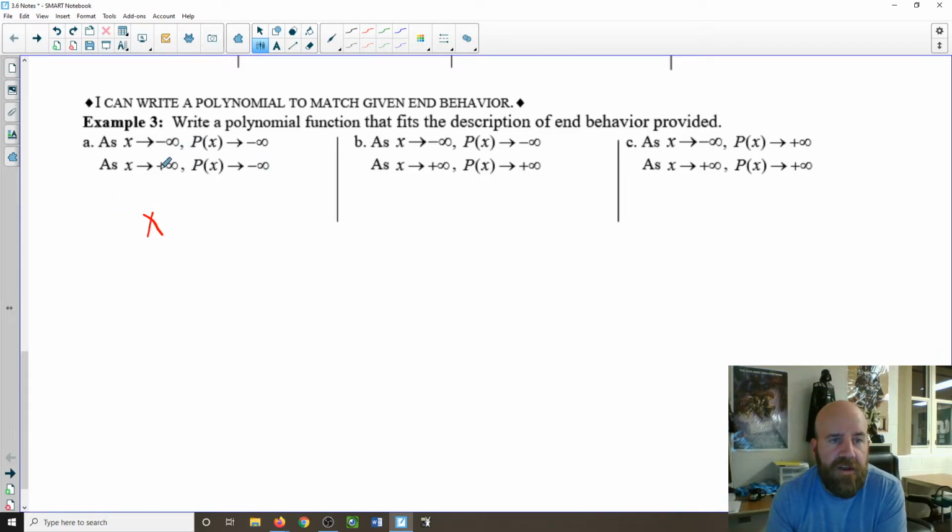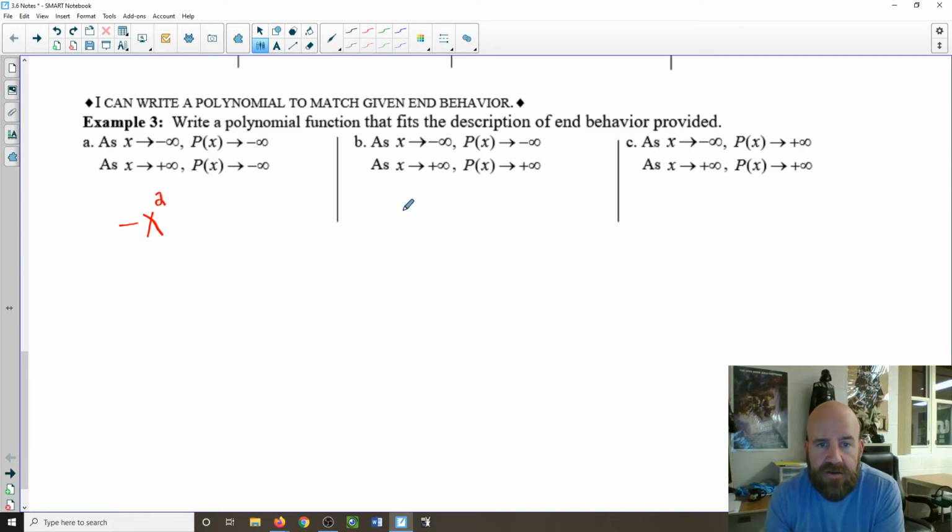So starting with the right-hand side. So as x goes to positive infinity, we're going to negative infinity. So we're going down. So I know it's a negative leading coefficient. So I'm just going to put -1 out there. You can put any negative number out front. And then the power, let's look at the end behaviors. So they're going in the same direction, so that means we have an even power. So any even power would work. And we're done.